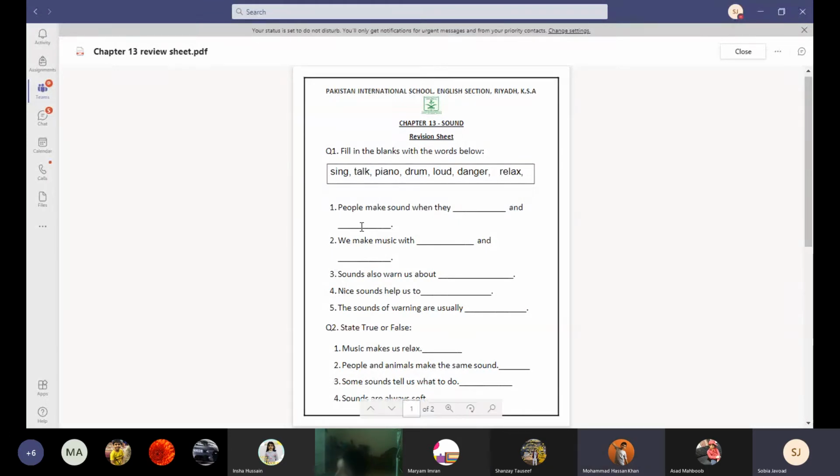Give the answer quickly. Okay, now it's Charvel's turn. People make sound when they dash and dash. What do people do when they make sounds? By talking. They talk and sing. People make sound when they talk and sing. Okay, we make music with dash and dash. What do we use? Check the words from the word bank.